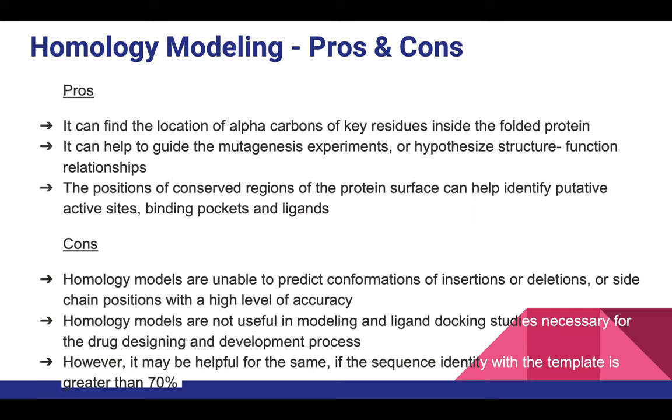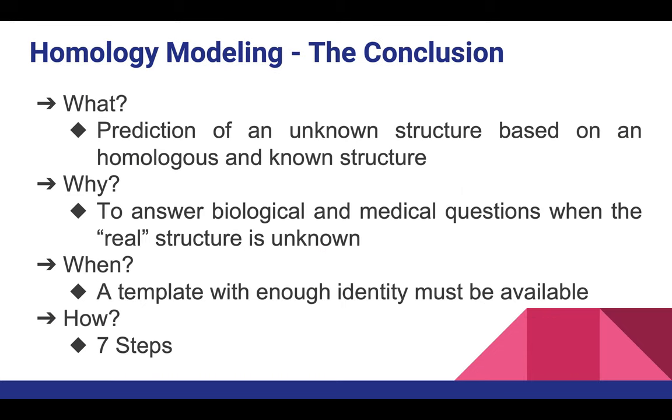Third, even though it has the downside, it may be useful if the sequence identity with the template is greater than 70%, like I said, so 70% is the desired percentage.